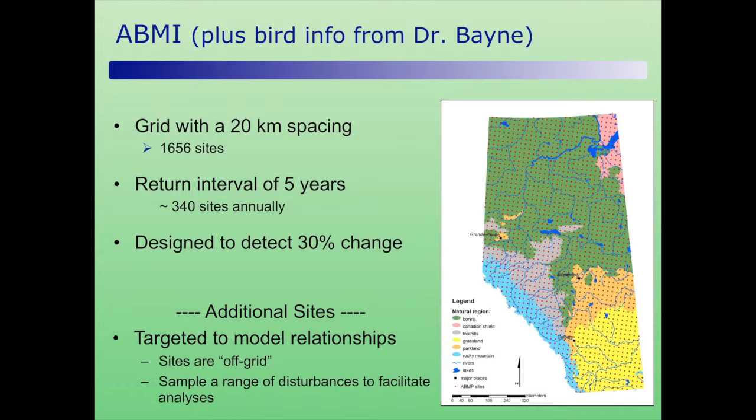So the ABMI was a series of points throughout the province. The idea is to sample 1/5 of those points in 1 year, so after 5 years all the points have been sampled, and then the 6th year you start again. So the province gets sampled on a rotating interval throughout a 5-year period. In addition to sampling the grid sites, there are a lot of off-grid sites that are sampled to help model relationships between how the abundance of species is expected to change as things in the environment change.